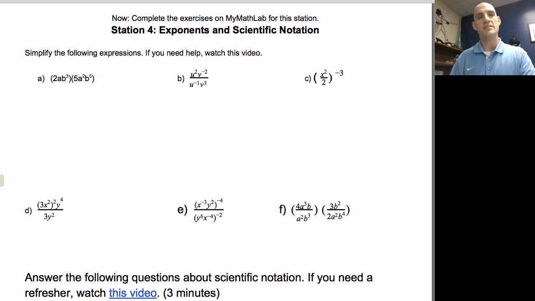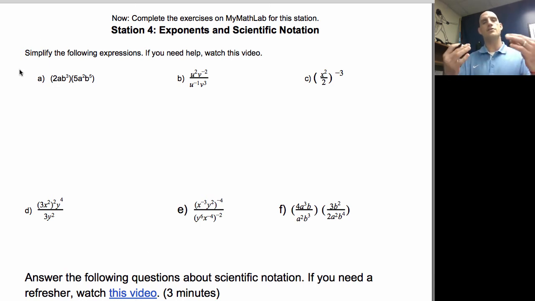Welcome back. In this station, we're going to be looking at using the properties of exponents to simplify expressions. You're very familiar with these, but it might take a little bit of brushing off the dust to get yourself into the swing of remembering exactly what's going on. I'm going to do the top 3 examples. I'm going to leave the bottom 3 for you.